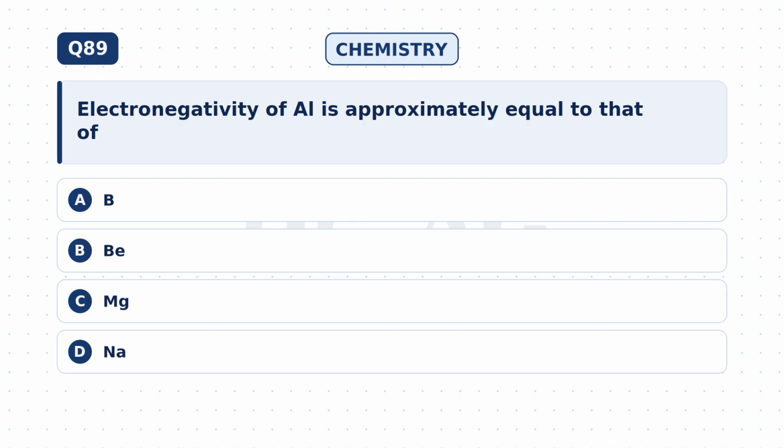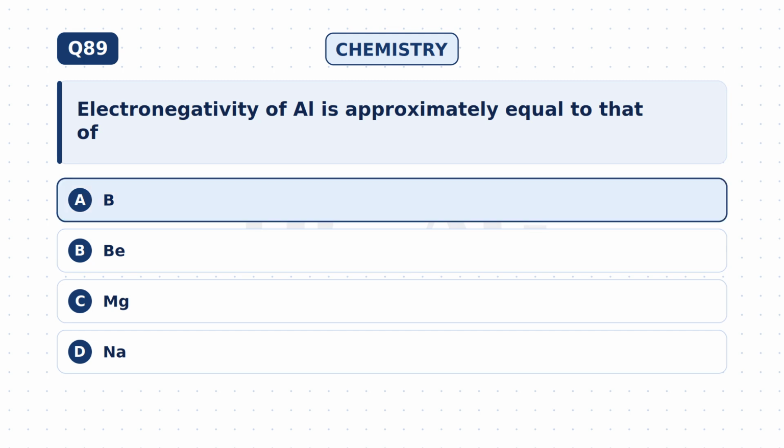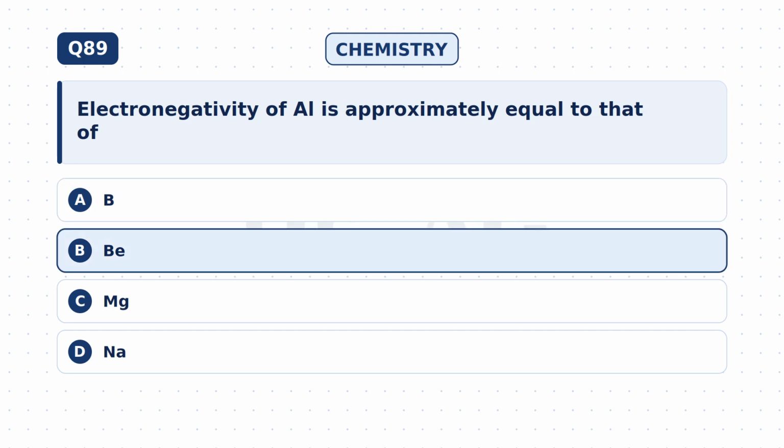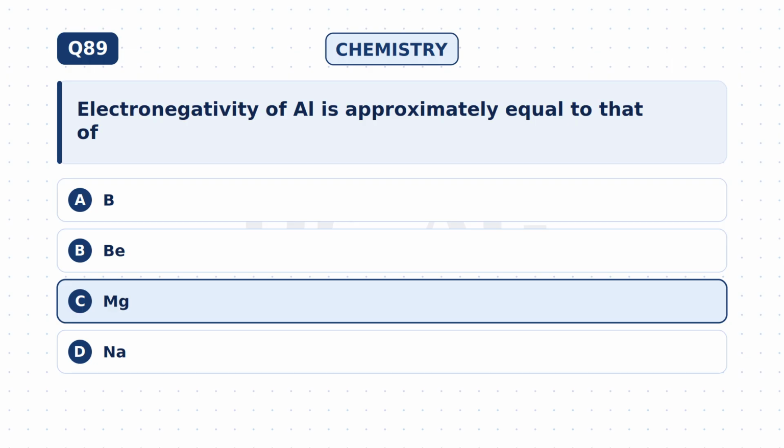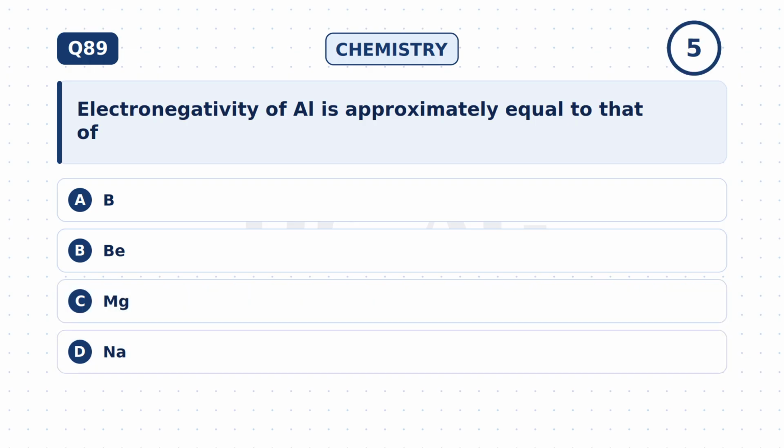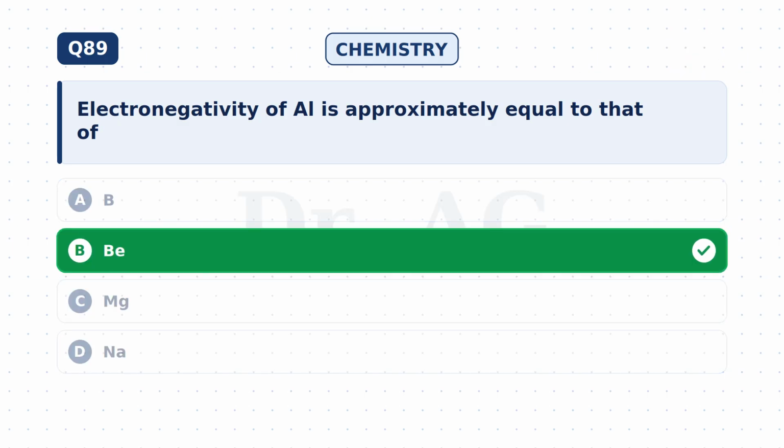Question 89. Electronegativity of Al is approximately equal to that of Option A, B. Option B, B. Option C, Mg. Option D, Na. The correct answer is B, B.